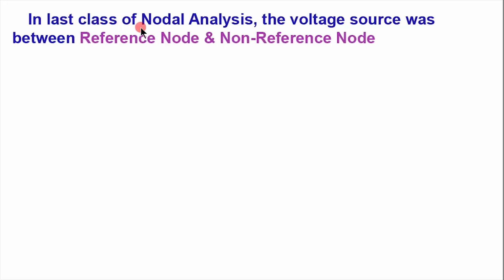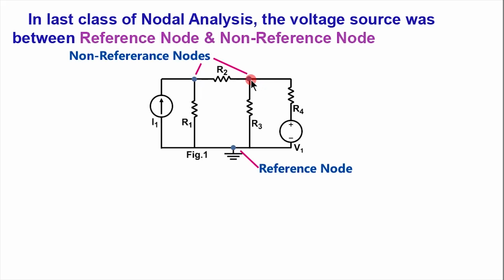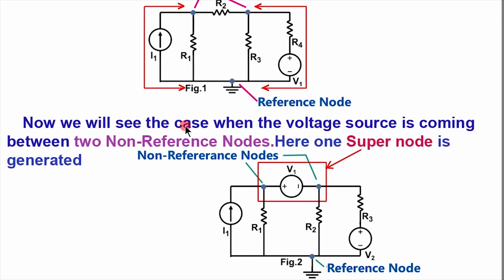In our last class of nodal analysis, the voltage source was between a reference node and a non-reference node. See the figure. This current source is coming between the reference node and a non-reference node, while this voltage source is coming between a reference node and a non-reference node. Now we will see the case when the voltage source is coming in between two non-reference nodes.